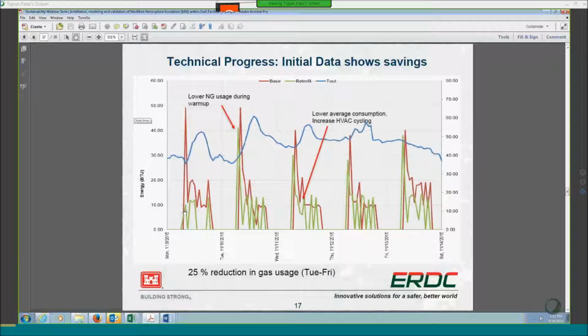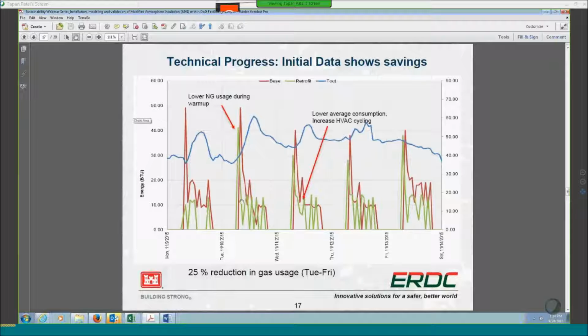One interesting thing to note here, right after we installed the panels, we installed them the week prior. On Tuesday, if you look at it here, when the building starts up in the morning, the peak natural gas usage is actually lower in the retrofit facility than the baseline facility. So that gives us an indication that there is already some impact from these panels. And keep in mind, both these facilities are used pretty similarly. So some of that will be due to occupancy differences, but it is pretty significant here.